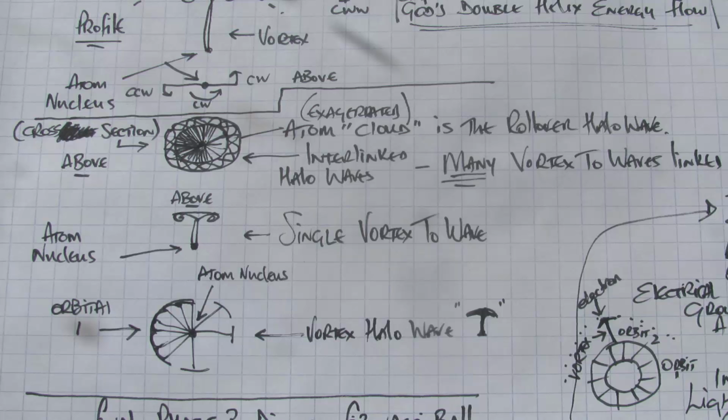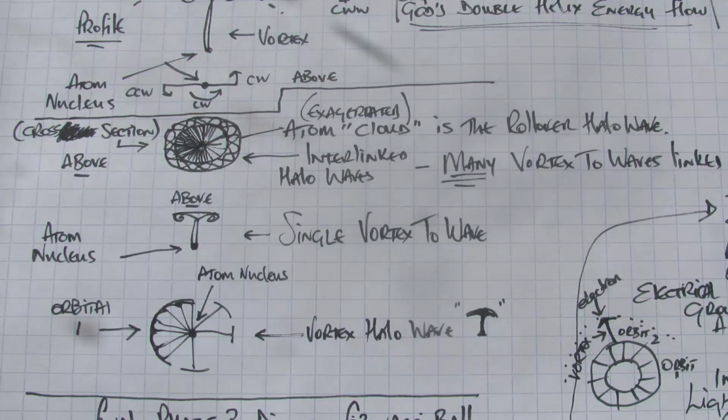We're going to drop down into the center picture and we will see the atom nucleus, the single vortex to wave. Now, if we go to the third picture underneath, you will see orbital 1, atom nucleus, and vortex halo wave. As you can see, they shoot out, they perform a rollover wave. We've got the cross section, so they're still all trumpets, but they just look like that.